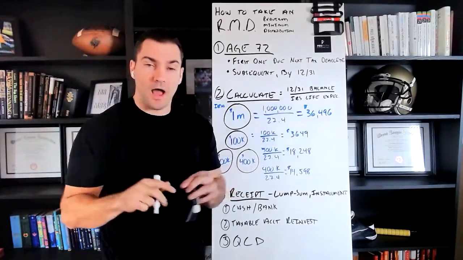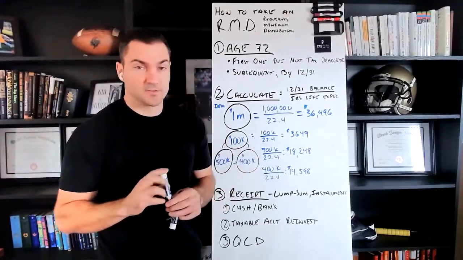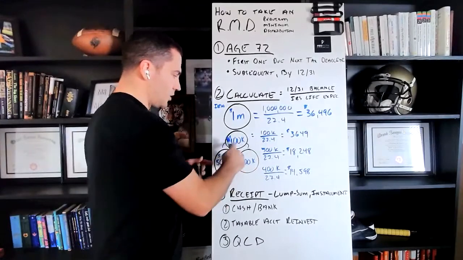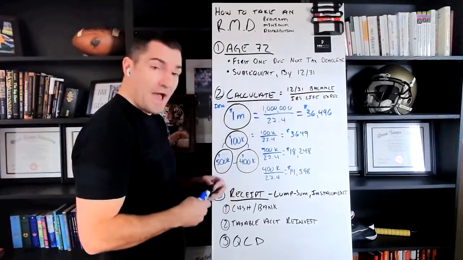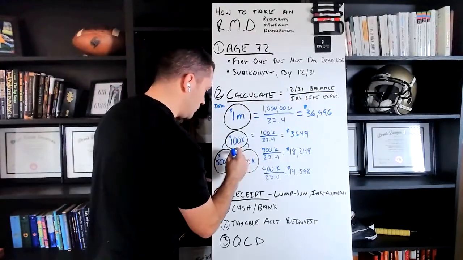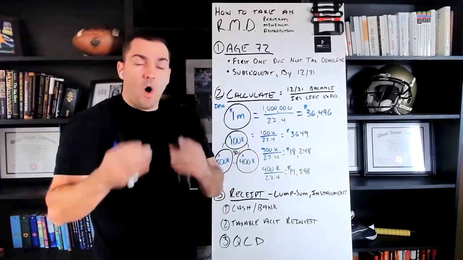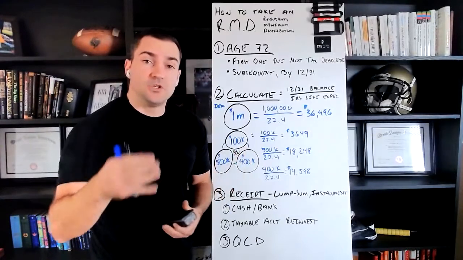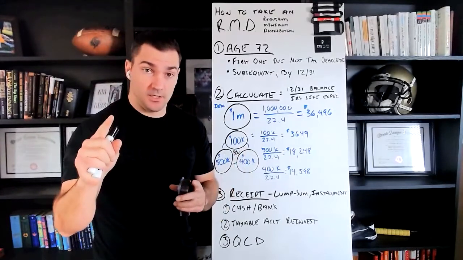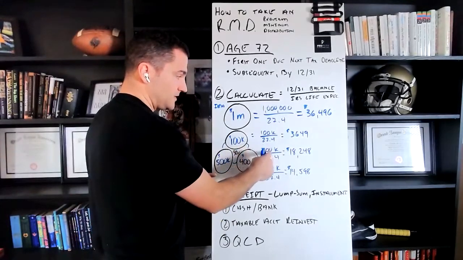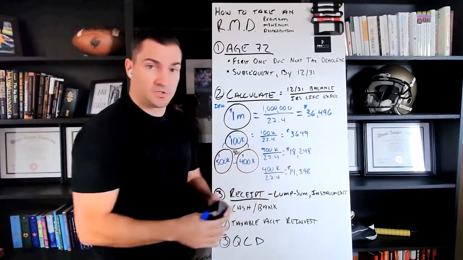But let's say you have multiple IRAs or 401ks, SEPs, whatever. And one has 100,000, one has 500,000, one has 400,000. Those are all the December 31st balances. I'll write that down. 12/31 balances. You want to calculate each one of them individually. So just remember, calculate them individually. So the 100K divided by 27.4, 500K, 400K, all divided by 27.4. So you get these numbers.